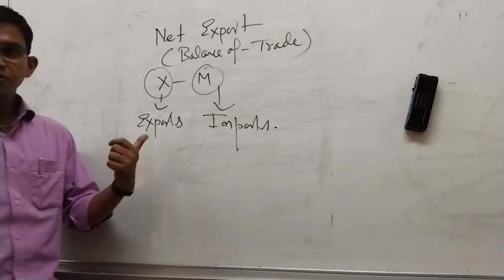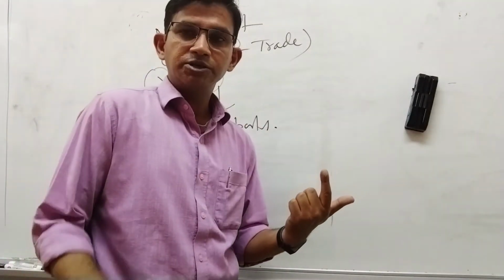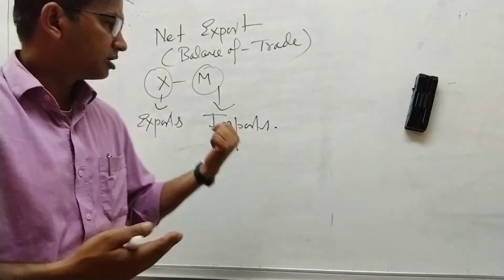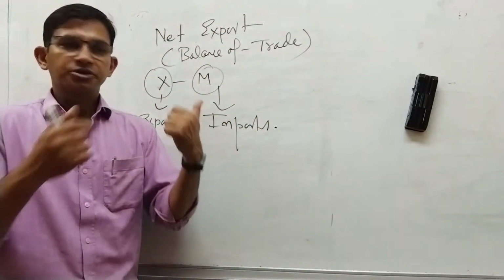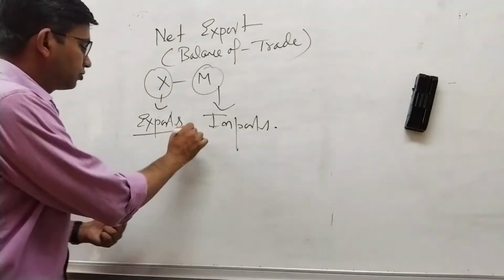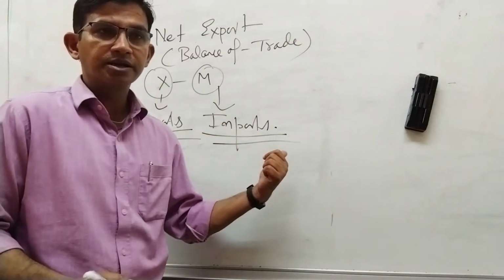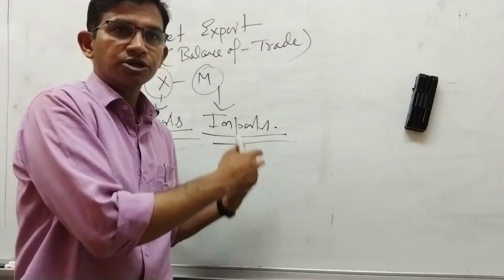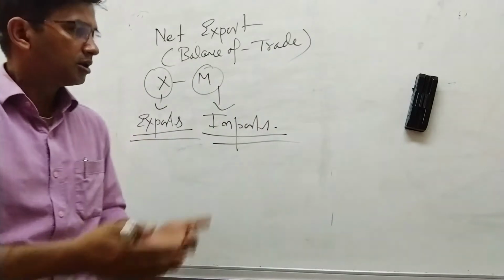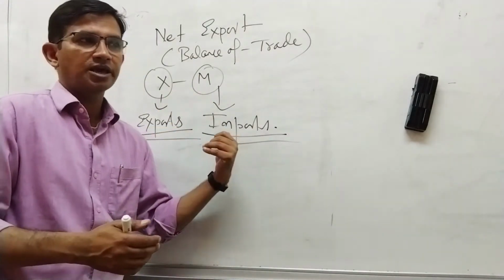Remember, why do we add exports? Because these are the values of the commodities which are produced within our domestic boundary, but are not realized here. These commodities go out of our country, but their value should be added. And imports means these commodities are sold in our market, but are not produced within the domestic boundary. They are coming from the rest of the world. So we have to add exports and subtract imports.